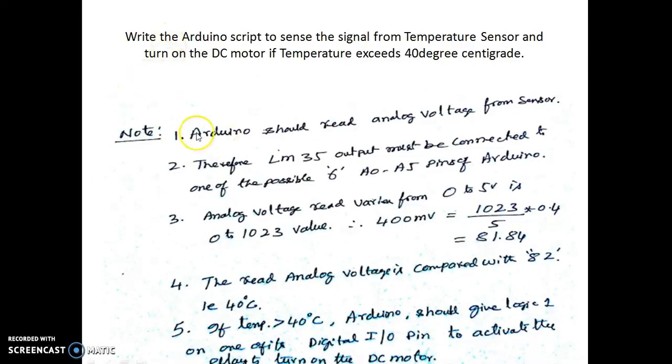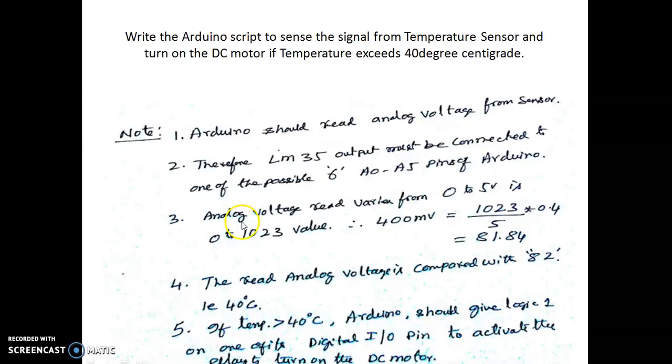Now we are supposed to write the script. For that, note these points. Arduino should read the analog value from the sensor. Because the value coming out of the sensor is analog in nature, we have to configure the Arduino board to read the analog voltage, and therefore the LM35 output must be connected to one of the 6 pins A0 to A5 of the Arduino, because the Arduino board has 6 dedicated pins which can accept only analog signals. We have to connect to any one of them, either from A0 to A5.